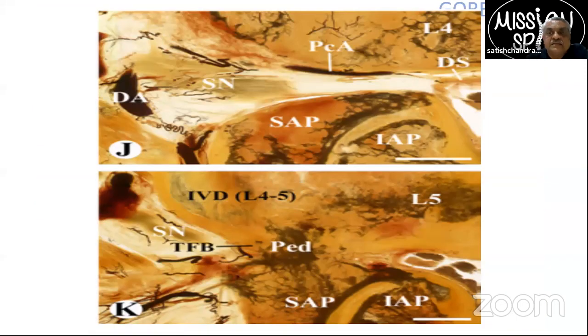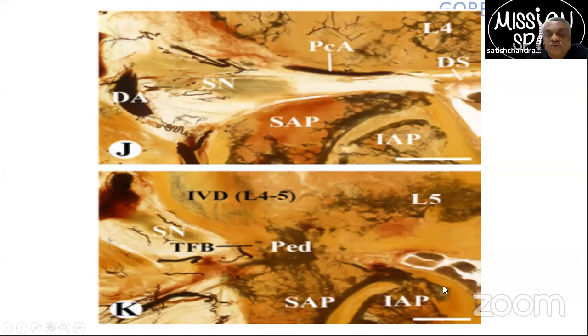Now this again is a cadaver section in the lower part and the lowest part. The upper part is L4-5. This is the body of L4. This is IAP. This is SAP. This is the spinal nerve root. And you will find this is a digital artery. And then you have the lowermost part. This is the pedicle. This is the disc here, posterolateral part.